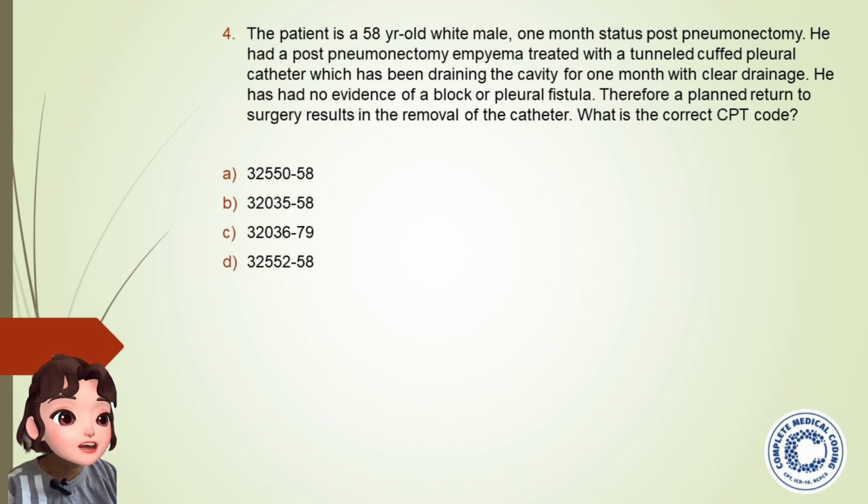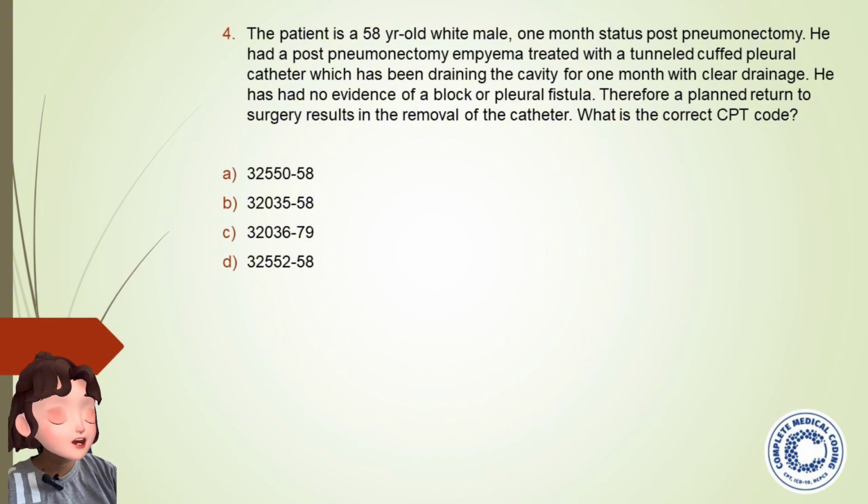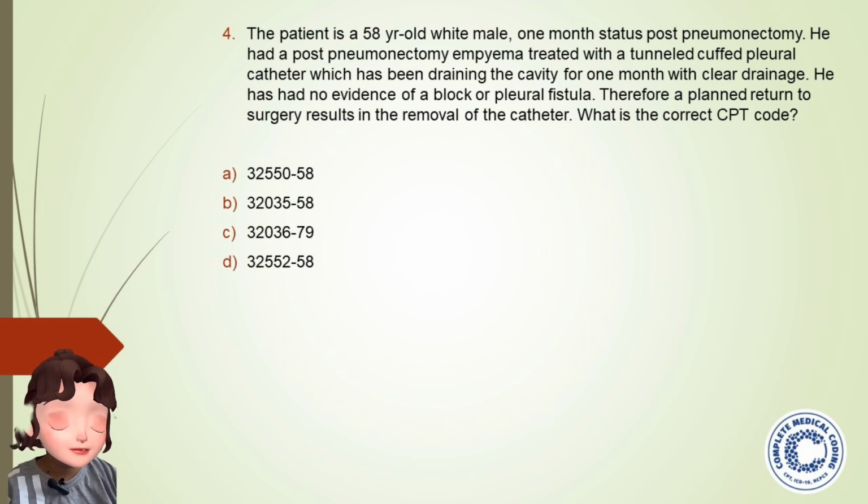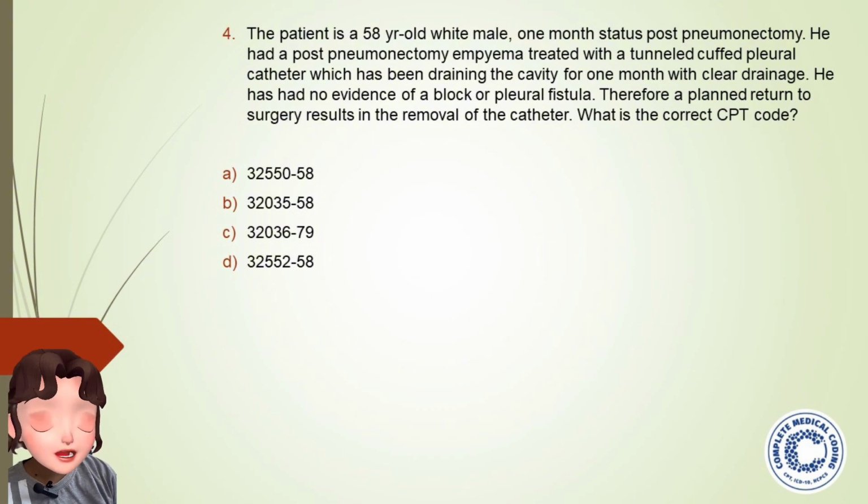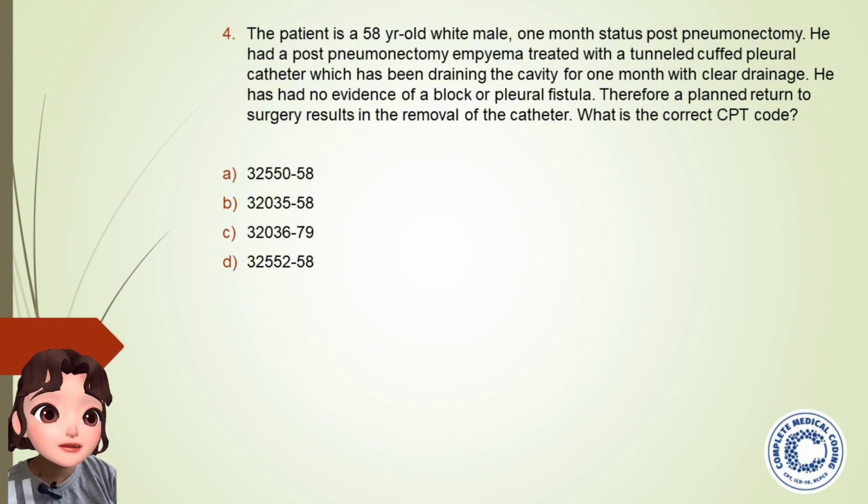So what is option D, 32552? Removal of indwelling tunneled pleural catheter with the cuff. Yes. Removal of indwelling catheter. What is 32550, option A? That is insertion of an indwelling catheter. I was thinking it could be option A, but no, that was insertion. In our question, we have to code for the removal. So the removal code is in option D, 32552, with modifier 58.